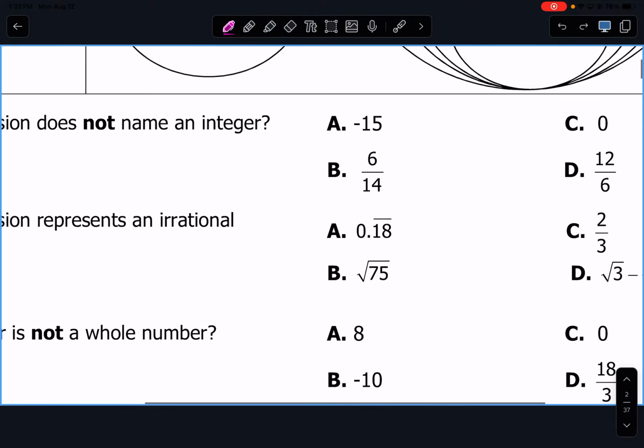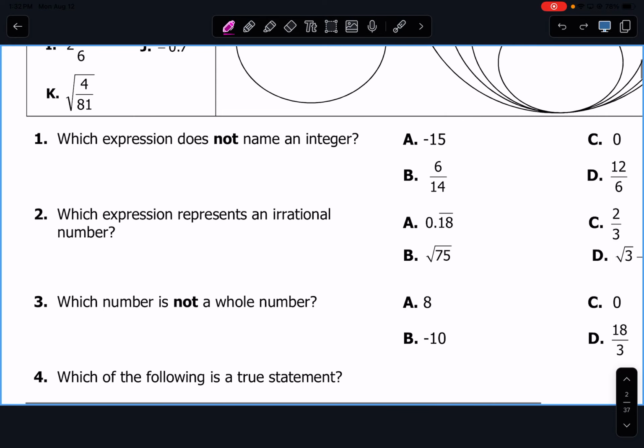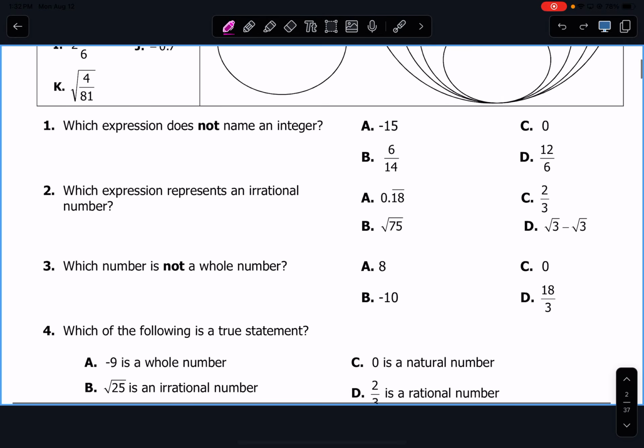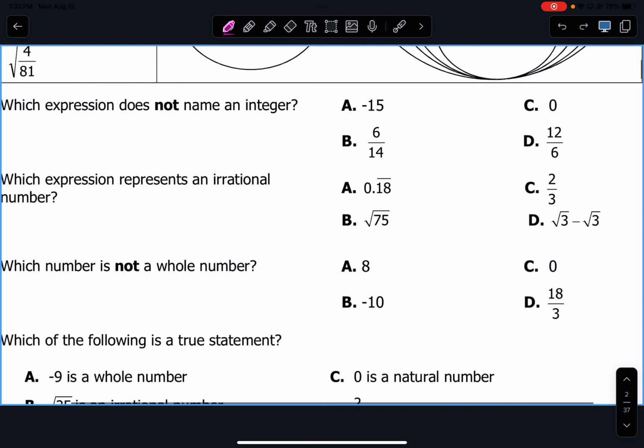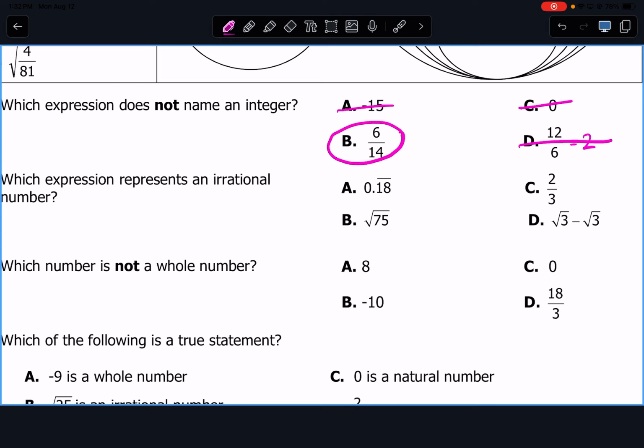Now we're going to do these multiple choice questions. It says, which expression does not name an integer? A, B, C, or D? Which one? So if we look at D, what is 12 divided by 6? So is it an integer? Yep. So we have A is an integer, C is an integer, D is an integer, but B is not. Even if we simplify that to 3/7, it's still not an integer.